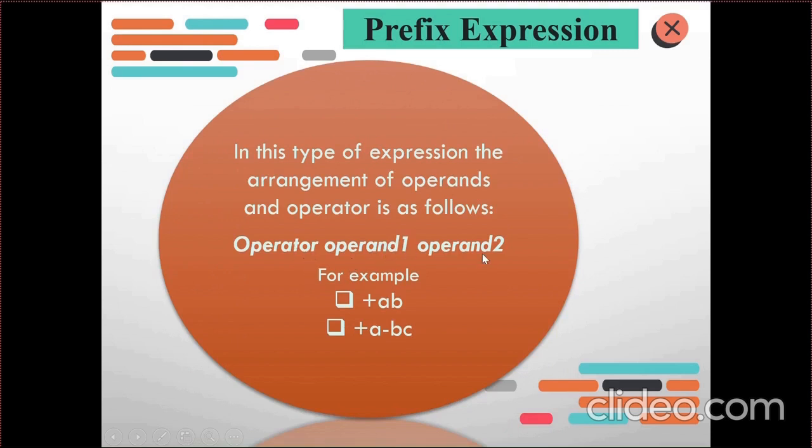Similarly, prefix expression means wherein the operator would be the first one appearing in the expression. Then you will have the operands, operand 1 and operand 2. Like you can see in the example, plus ab means plus. That means the operator is the first one to appear in the expression, and a and b would be following that operator. Similarly, in this example, you can see the operator first and then the operands.